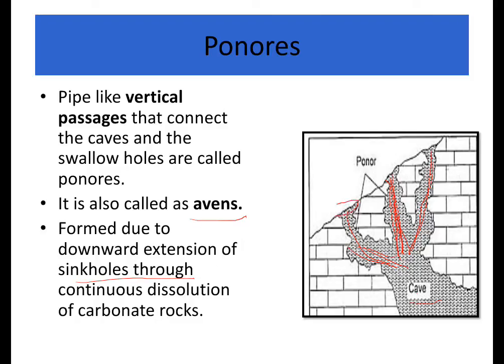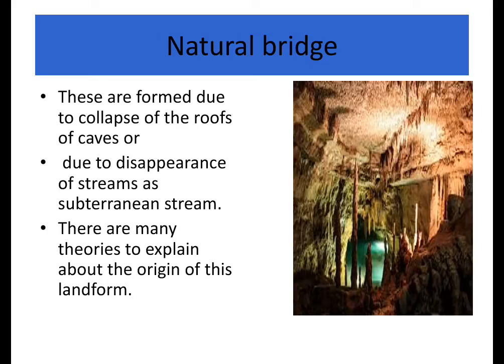So originally these are sinkholes. They extend because of the erosional activity of the water. They extend and they connect to the cave or swallow holes. So that's how ponors are formed.